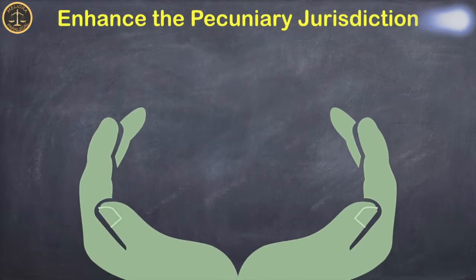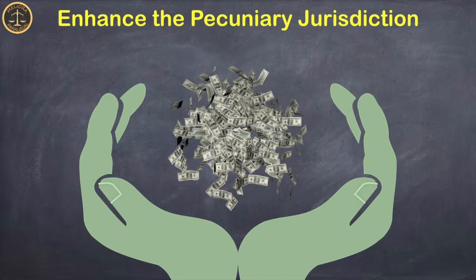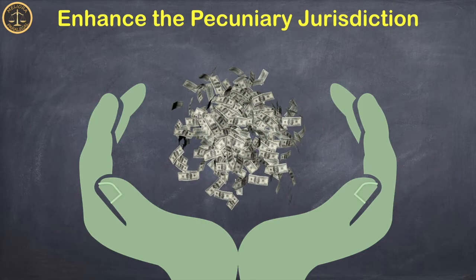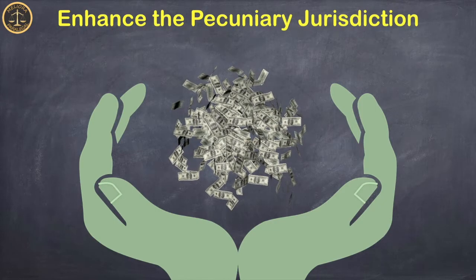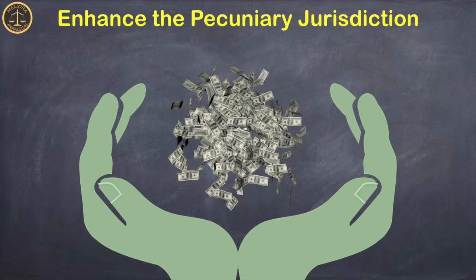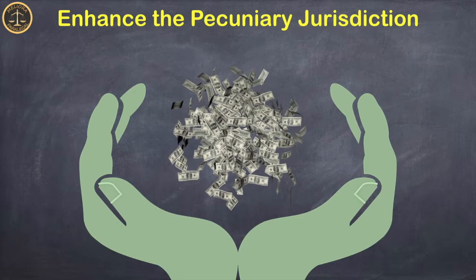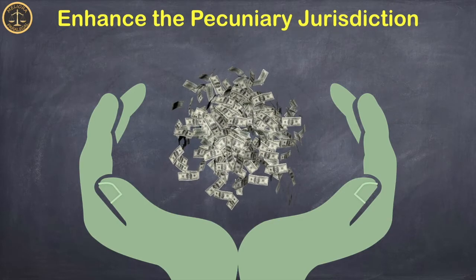The first one, that is, enhance the pecuniary jurisdiction. The new bill of 2015 proposed to increase the pecuniary jurisdiction of the district, state, as well as national commission. At present, the upper limit of district forum is 20 lakhs. Recommended to increase to rupees 50 lakhs or 3 times of the existing limit.